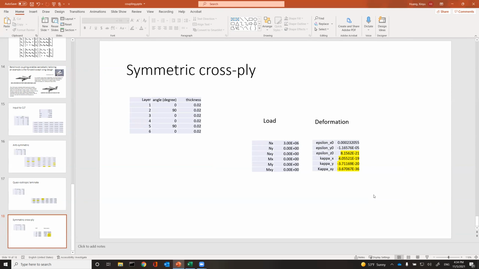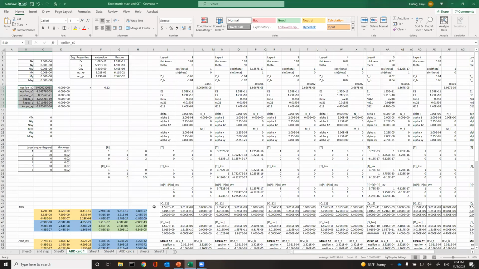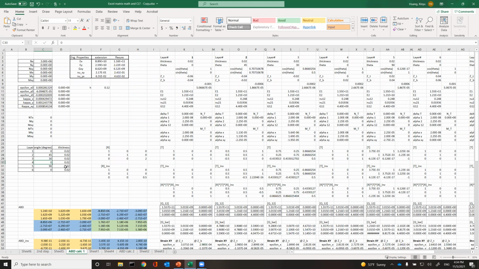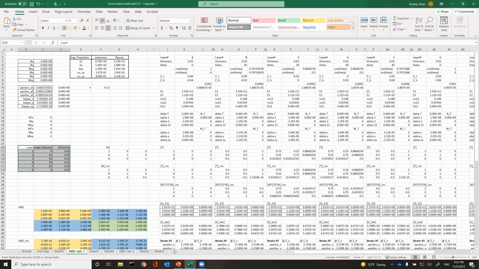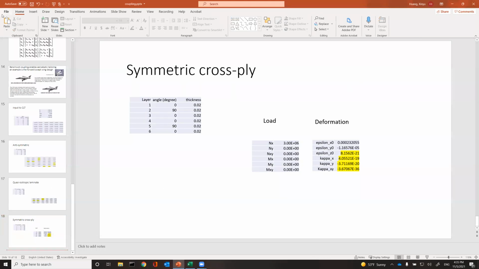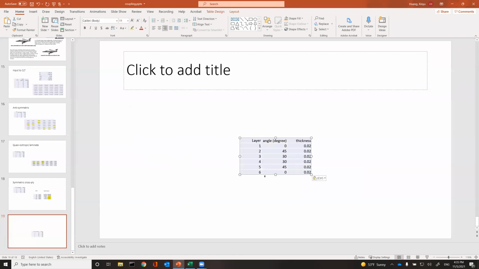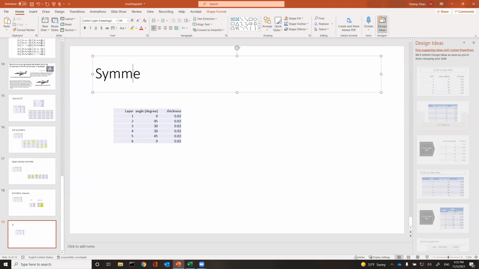All right. Let's look at something with tension, extension, shear coupling. Let's change the ply to angle plies. Angle ply is plus minus theta type. So we're gonna do an angle ply, which basically 0, 45, 30, 30, 45, 0. This is sort of angle ply. Okay. So symmetric angle ply.